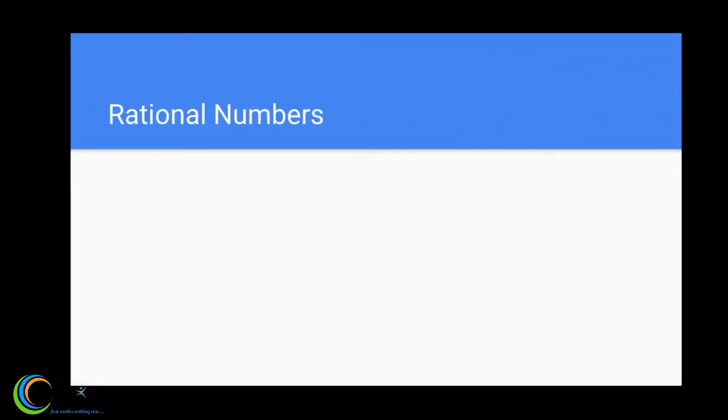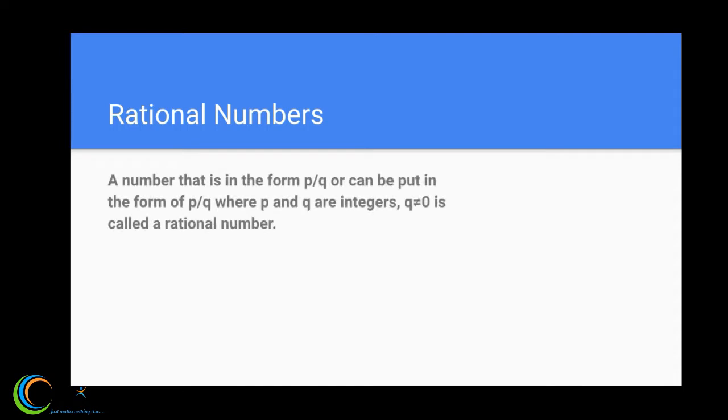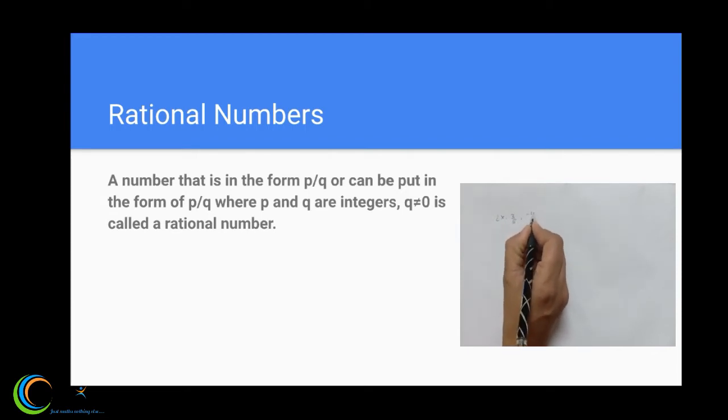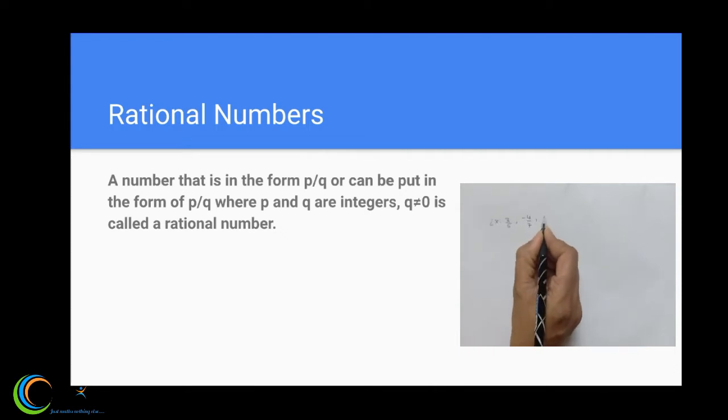So next we'll discuss the rational numbers. The definition of a rational number: a number that is in the form of p by q, or can be put in the form of p by q, where p and q are integers and q is not equal to 0, is called a rational number. For example, 3 by 5 is a rational number, minus 4 by 7 is a rational number, 6 by minus 3 is a rational number.